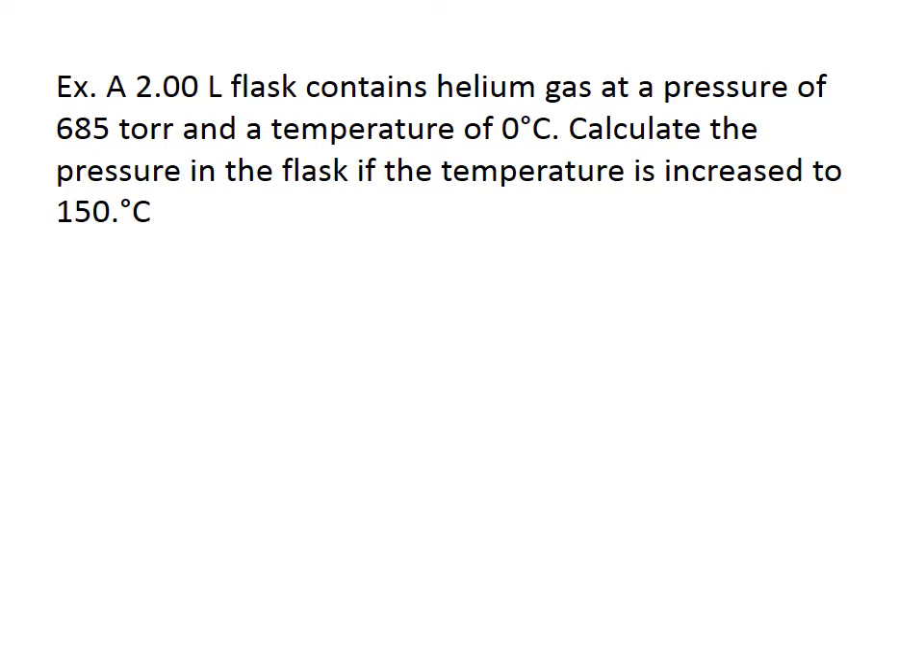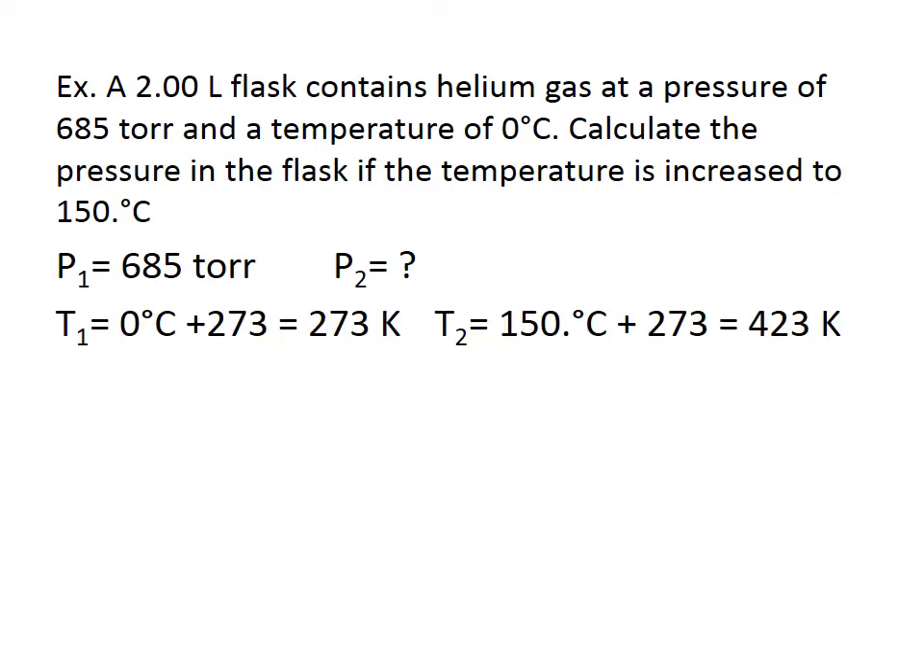So let's look at what we're given. We're given the pressure, 685 torr, which is P1, but not P2, because it asks us to calculate the pressure. We start with a temperature of 0 degrees Celsius and then increase it to 150. So 0 degrees Celsius is 273 Kelvin, and 150 degrees Celsius is 423 Kelvin.